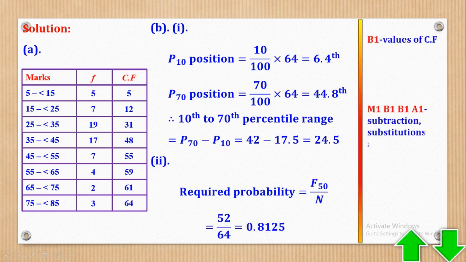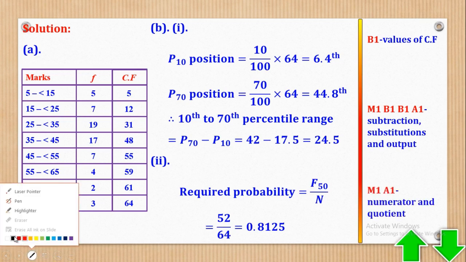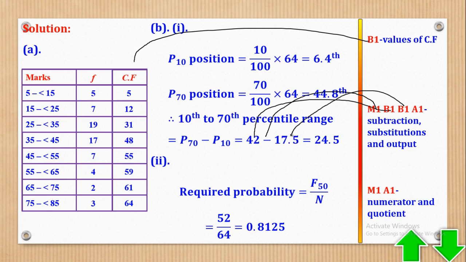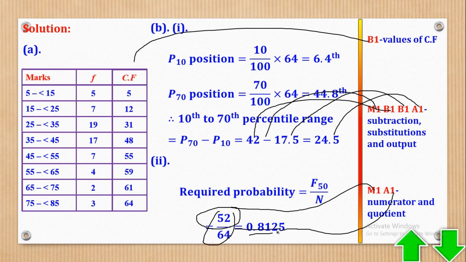Now let's see how marks can be awarded. So B1 for cumulative frequency, this M1 for subtraction here, then B1 for the P70, and this one for P10, and this one is for the output. Then M1 is for this quotient, and this A1 is for the, so the M1 is for the numerator alone, and A1 for the whole quotient, or this. So any of the two is okay.